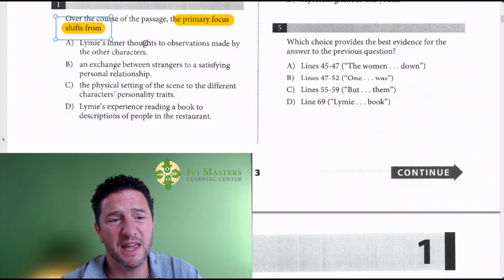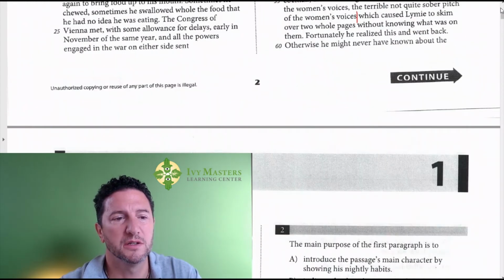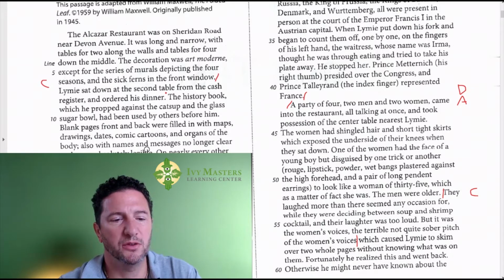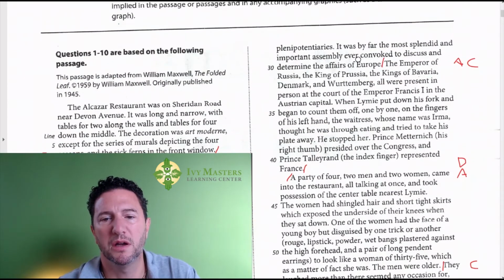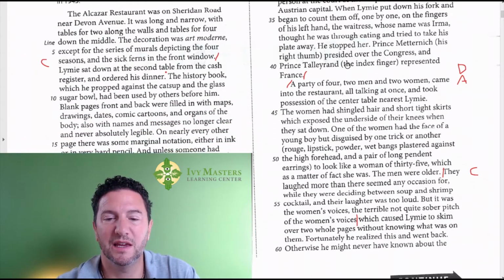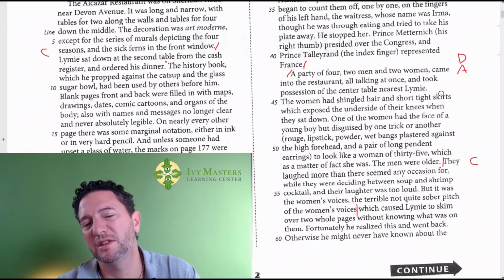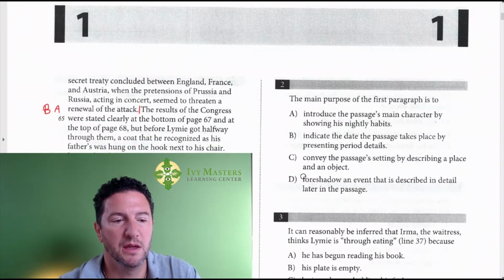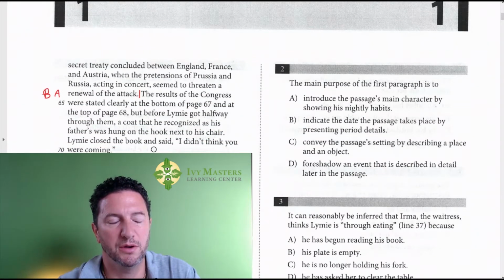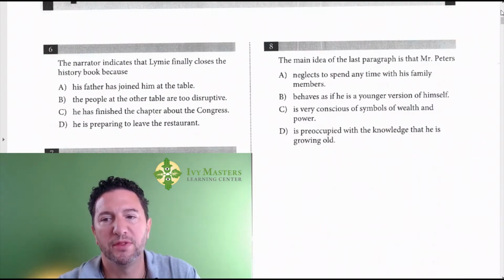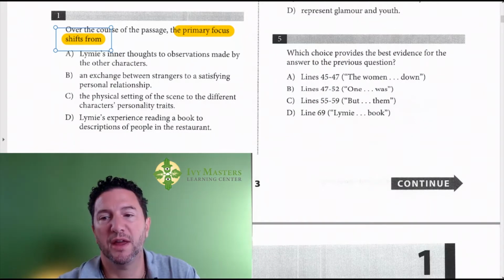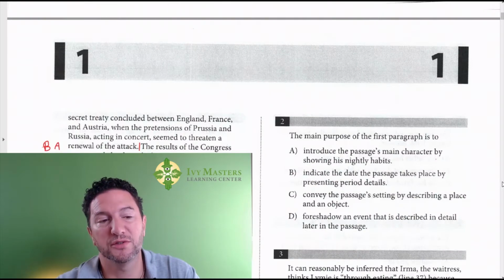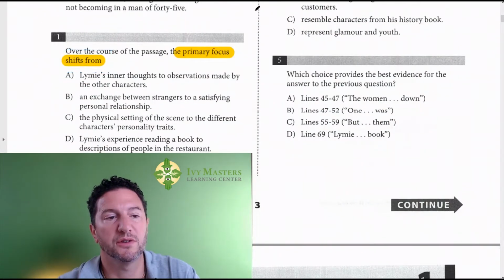Answer choice A, Limey's inner thoughts to observations made by other characters. Let's see if we get his inner thoughts before. I've already marked this out. In the beginning, he's describing the restaurant, and then what he reads in the book. So you might say this is what he's thinking. Then he describes the other people coming into the restaurant, a couple of men and a couple of women. Back here, he returns to his book, and his father shows up. But these are not observations made by other characters. They are his observations of those other characters. So A is definitely not the correct answer.